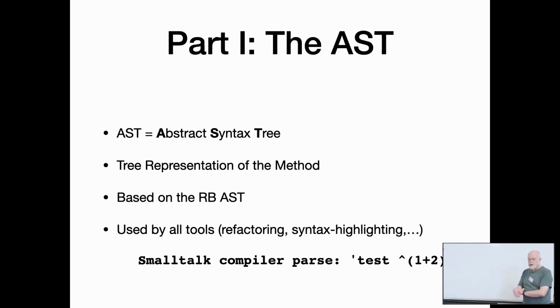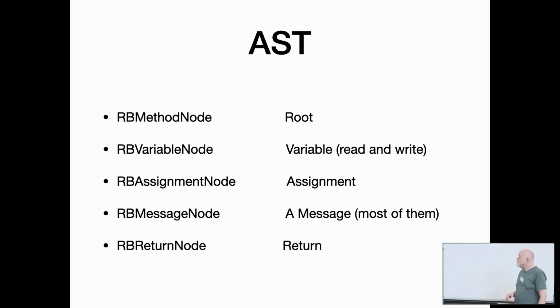So we spent, over the last years, quite some effort to actually not have our own representation for every tool, but we use this one AST for everything. And it's actually relatively simplistic because Smalltalk is a simple language. So that means we have just a handful of classes that model different language constructs.